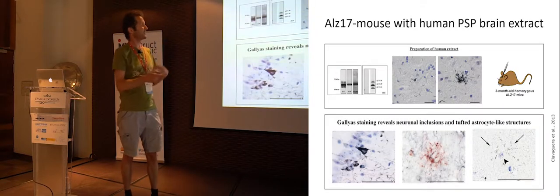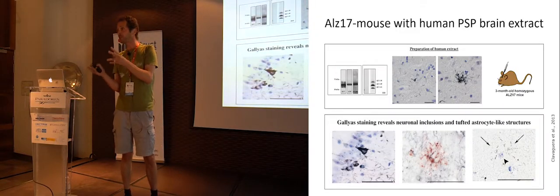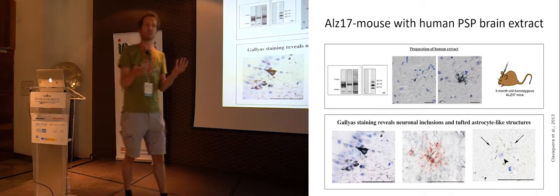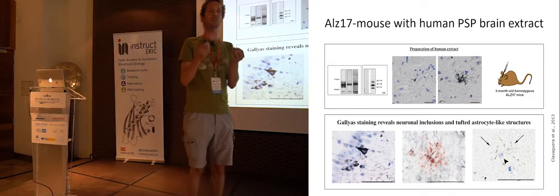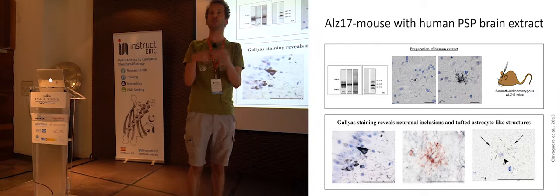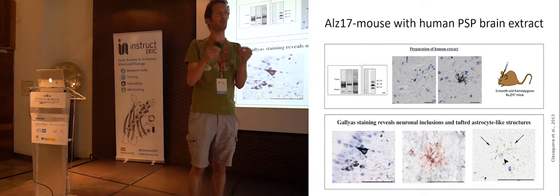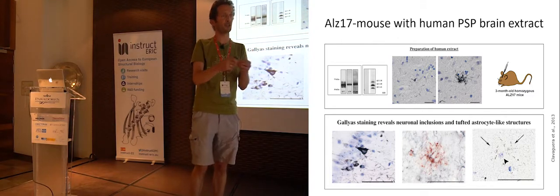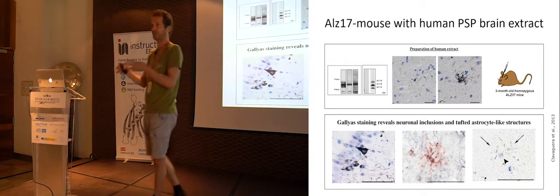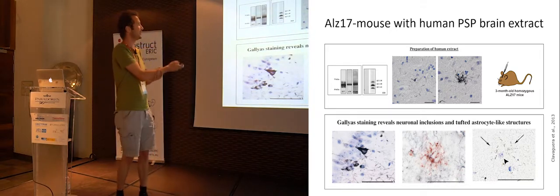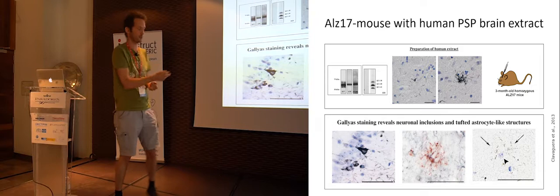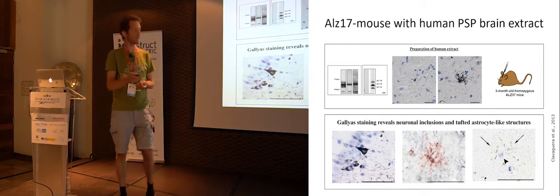That fits with observations that Michel made. If you have mice overexpressing human tau, and you inject them with brain extract from patients with these tauopathies, you can reproduce the pathology of the specific disease in these different mice. He did this with a number of diseases, and I'll show you some slides of PSP here.